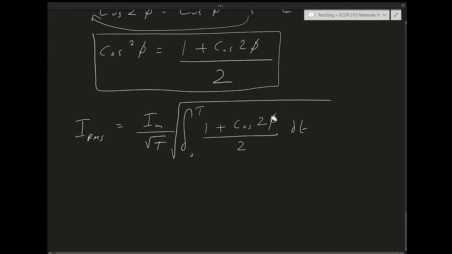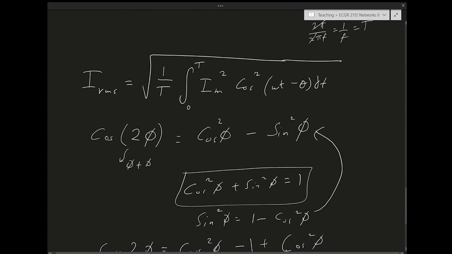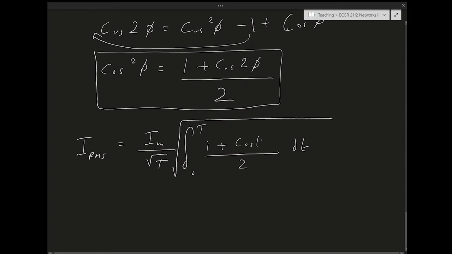Right? And what is phi in this case? Phi in this case, the angle, is omega t minus theta. That's what's inside the cosine. So I just put 2 omega t minus 2 theta. Let me take the 2 out of the integral, and I take it after the square root. I end up with square root of 2 here. Okay. Now this integral is interesting. So we're integrating a constant, and we're integrating a cosine. We can do this integral if you want.